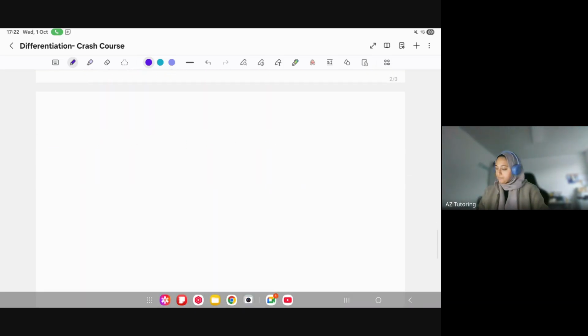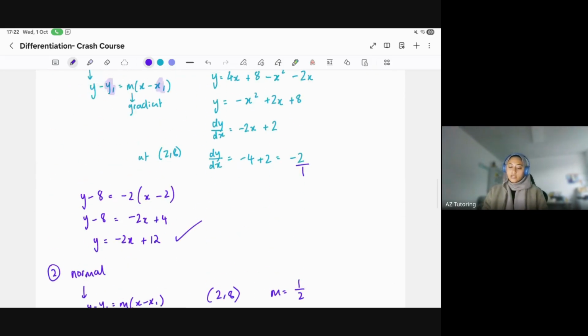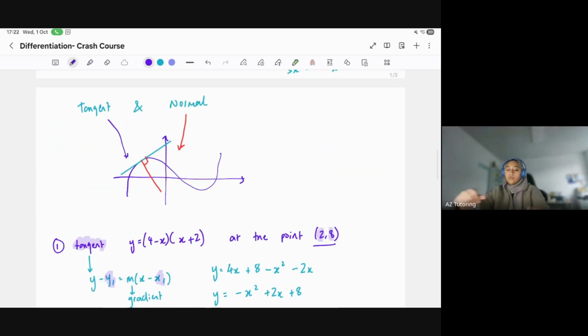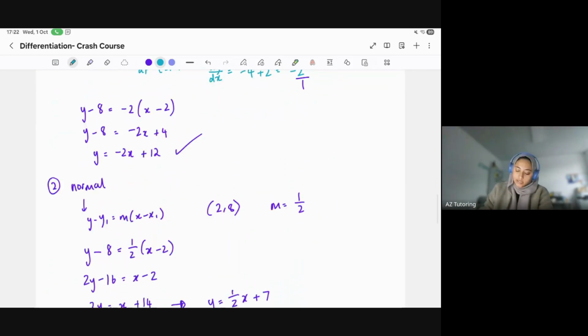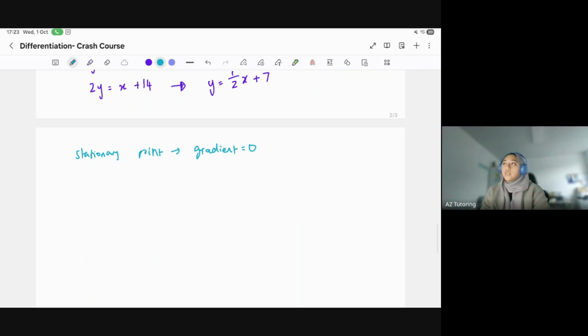Okay, let's move on. So that's tangents and normals, which are the straight lines. Now, what I'm going to cover next is stationary points. Now, a stationary point is when the gradient is 0. Stationary points happen when the gradient equals 0. So think back to GCSEs. It's like when you've got a graph that's a straight line, like horizontally or vertically. Think of that on the graph as well.